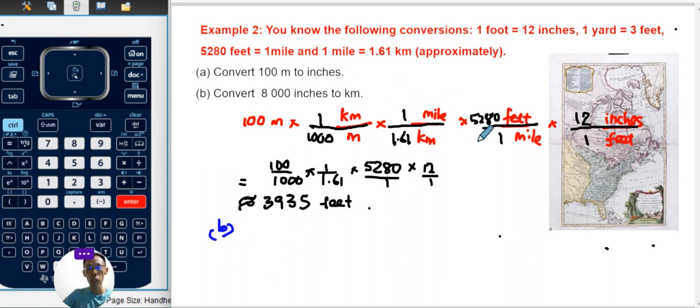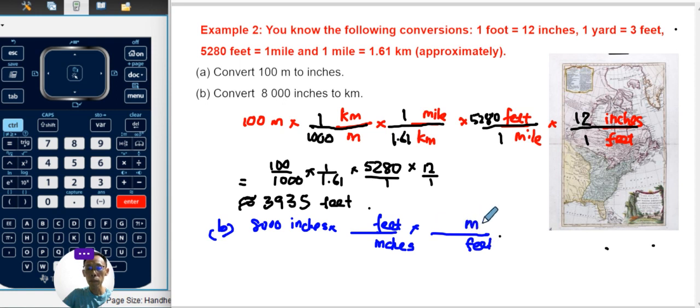B is inches to kilometers, so I go backward, right? So I have 8,000 inches. I need to multiply by inches here. And then inches, I change it to foot, that is here, feet. And then feet, I change it to mile. And then from mile, I change it to kilometer. All right, so this is the process. Now I fill in the numbers.